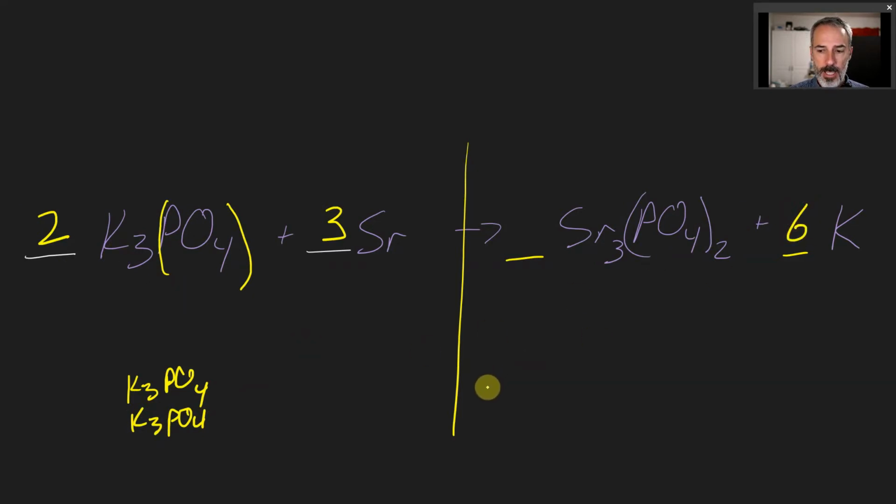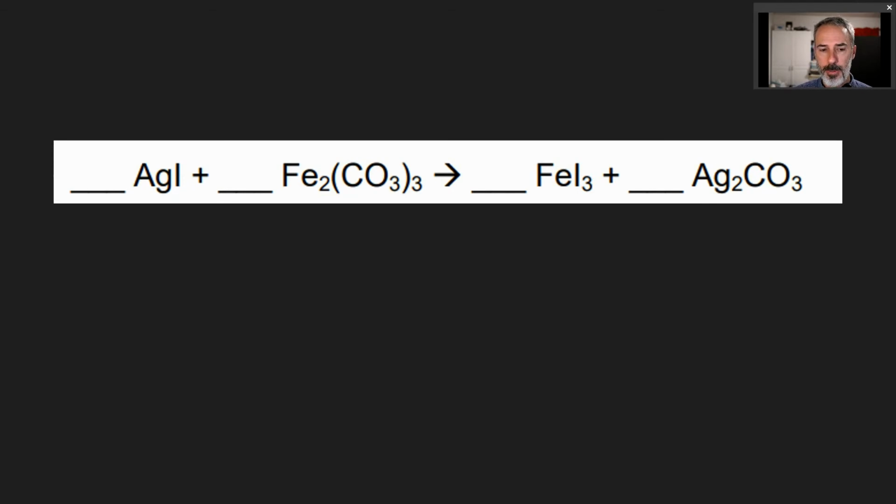That's right. And are we done? Our Ks are balanced. Our phosphates, we have 2 phosphates, 2 phosphates. We have 3 strontiums, 3 strontiums. I think we're done. And if I want to, I can put a 1 on that line. All right, last one before we get to our extra tip here. So I want you to write this equation out on your page and balance it and type in the coefficients you get.